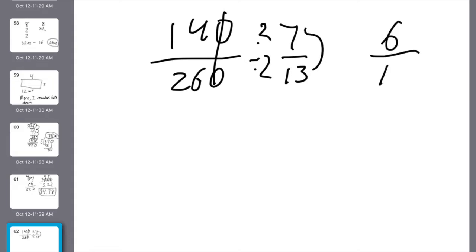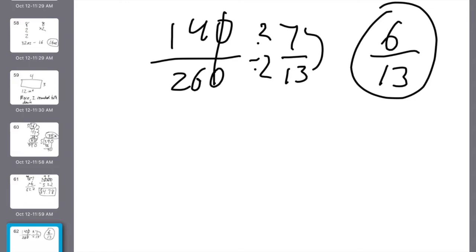I want to know how many were 7th graders. I subtract. 13 minus 7 is the 6. 13 stays the same. So 6/13 were.